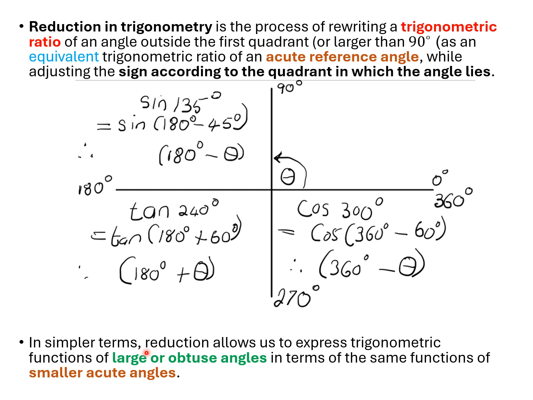So in simpler terms, reduction allows us to express trig functions of larger obtuse angles, 135, 240, 300, in terms of the same functions of smaller acute angles. Right, so now I'm just going to go into a little bit more detail and explain to you the CAST rule. So stay with me.